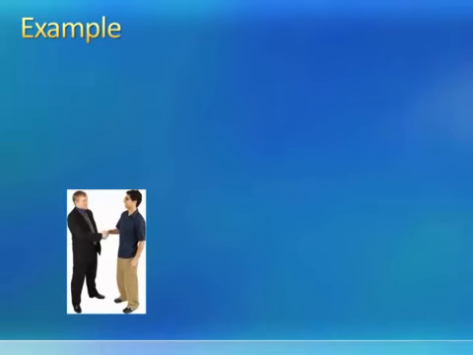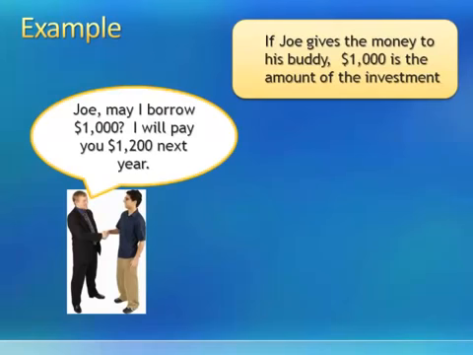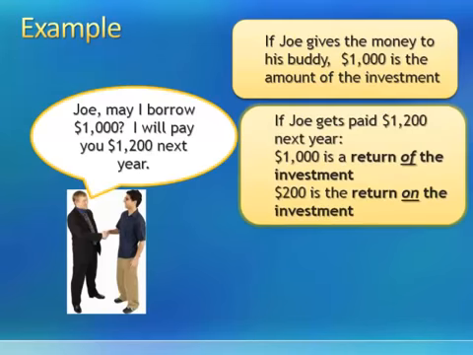Let's take a look at an example. Here we've got a guy that says, "Joe, may I borrow $1,000? I will pay you $1,200 next year." So if Joe gives the money to his buddy, $1,000 is the amount of the investment. If Joe gets paid $1,200 next year, $1,000 is a return of the investment because that's the amount that Joe lent. And $200, the difference between the amount paid back, $1,200 less the original investment of $1,000, is the return on the investment.